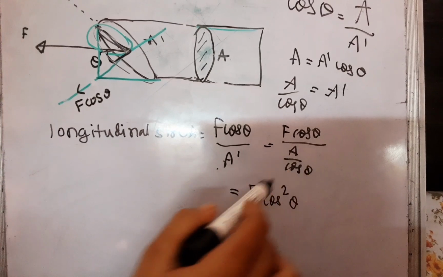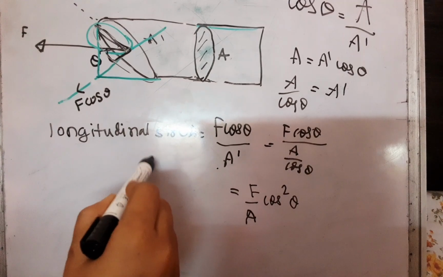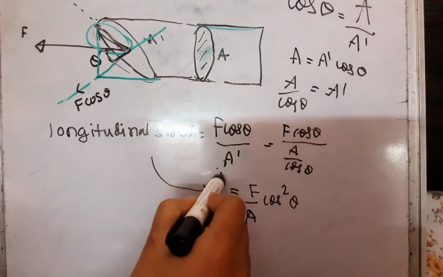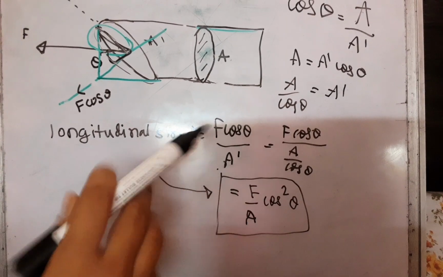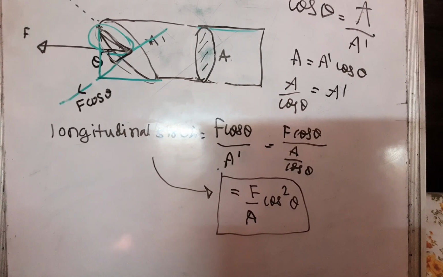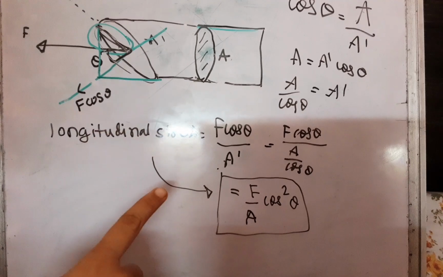Right? Cos theta will go up, so it will become cos square theta, which means longitudinal stress is F divided by A cos square theta in this case. Easy? That is clear? Now coming to what was shearing stress. This we found longitudinal stress.